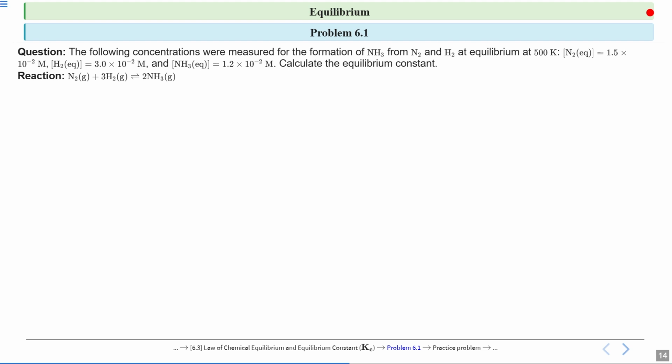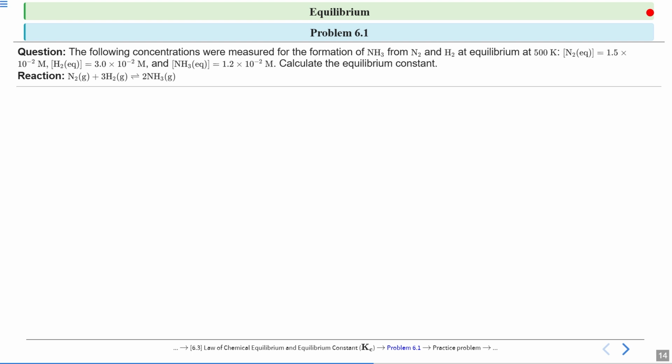For N2 it is 1.5 × 10^-2. For H2 it is 3 × 10^-2. And for ammonia it is 1.2 × 10^-2. Then you have to use your simple equation to calculate the equilibrium constant. We are given the reaction equation also. It is already balanced, you can just check it: N2 + 3H2 giving us 2 moles of ammonia. Your time to solve this question starts now.